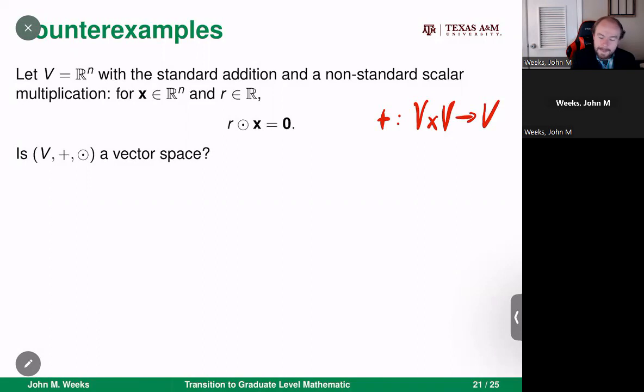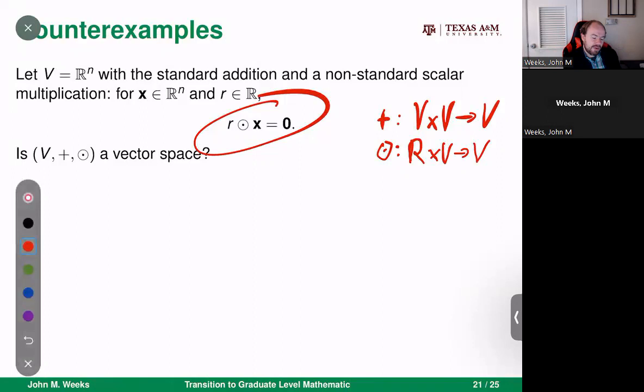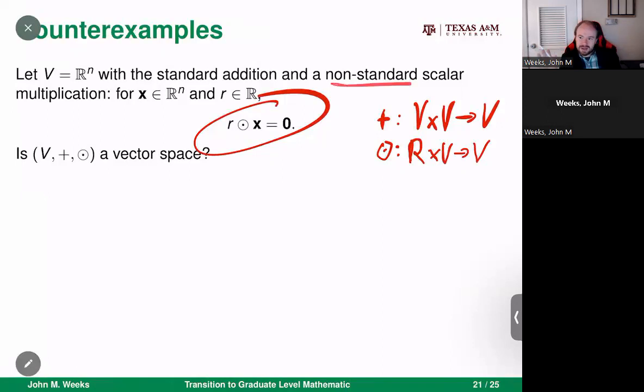And the same thing about multiplication. Multiplication can just be a way to associate the real numbers cross the vector space into the vector space itself. Like this, for example. This is a way for us to define multiplication. And the question is, if we define scalar multiplication in this way, is what we get a vector space? And this is an interesting question. We've defined multiplication in a very non-standard way. This is not the standard scalar multiplication.